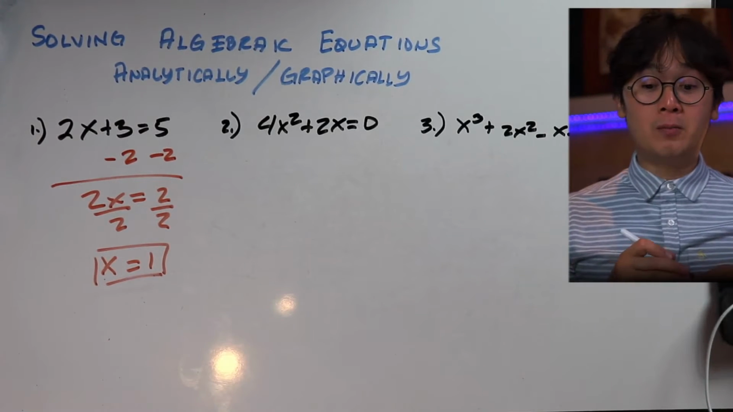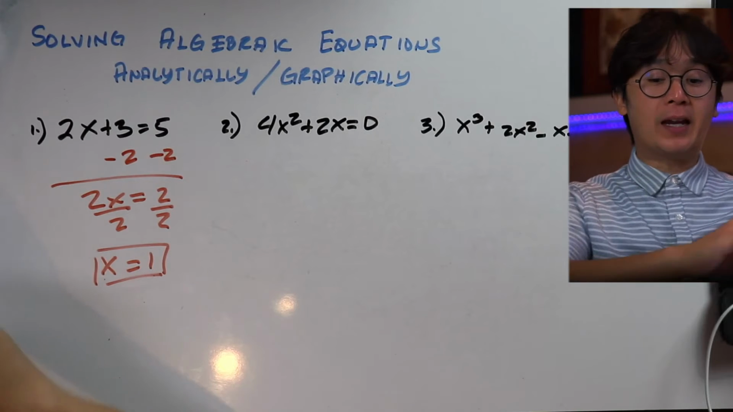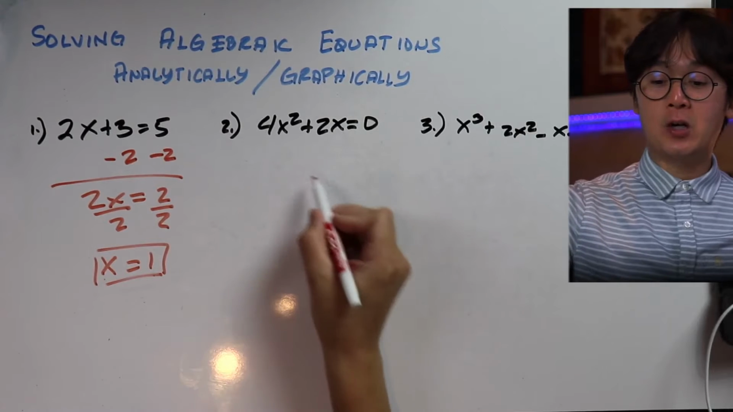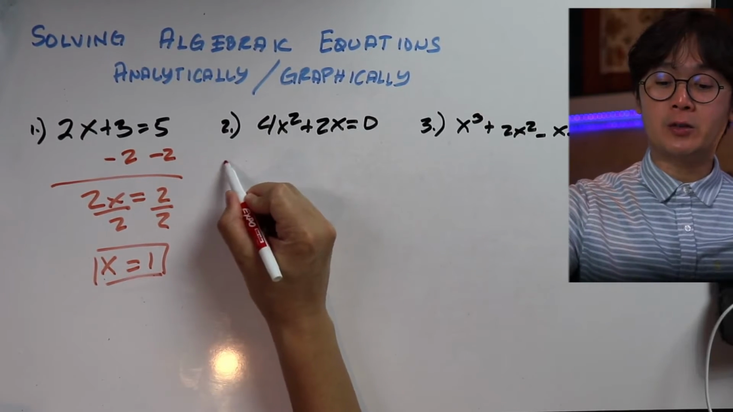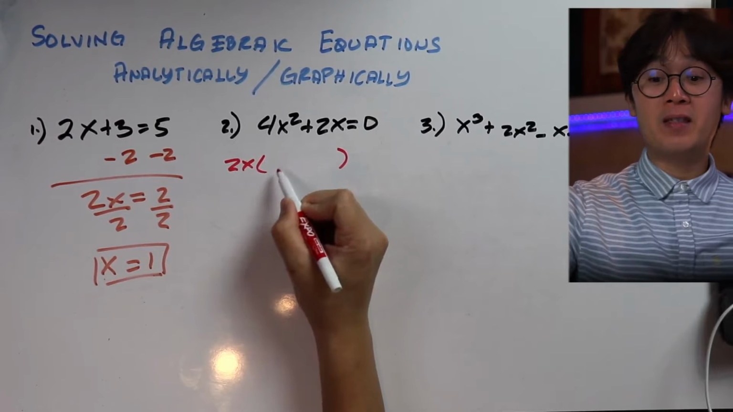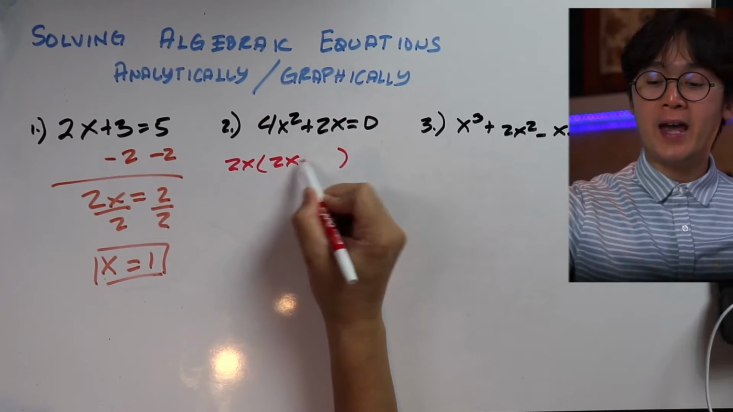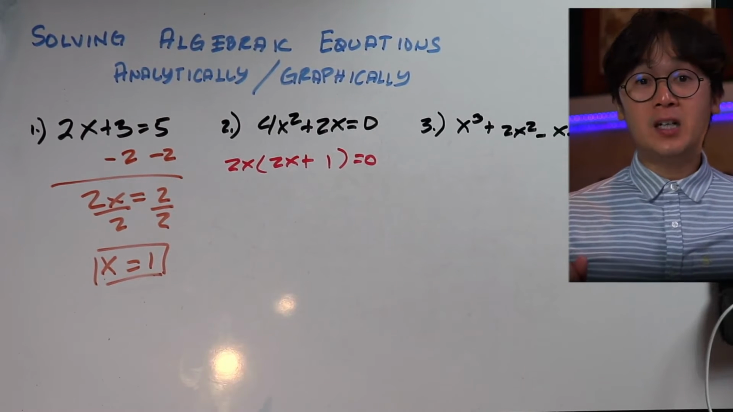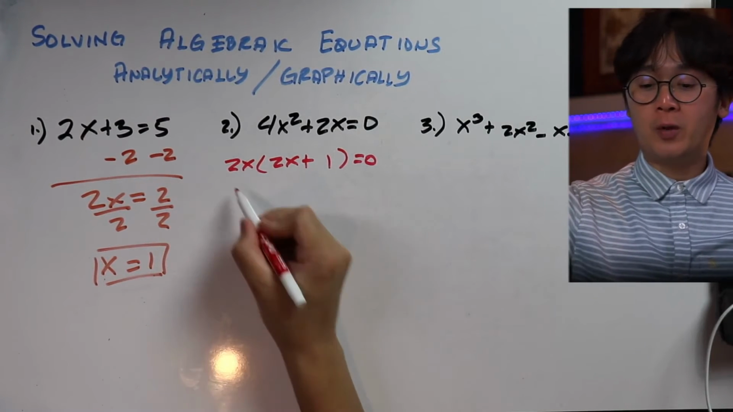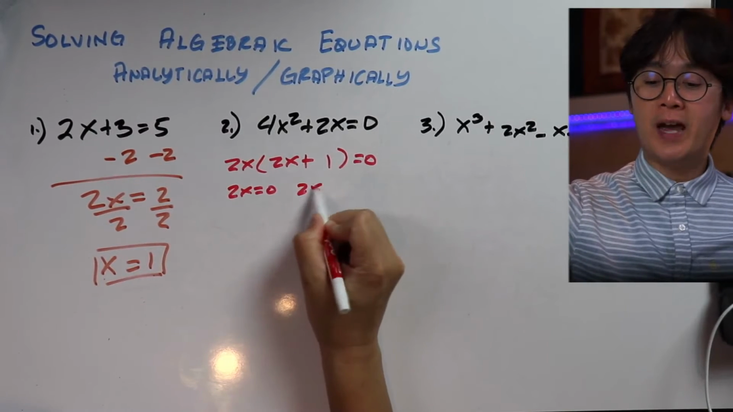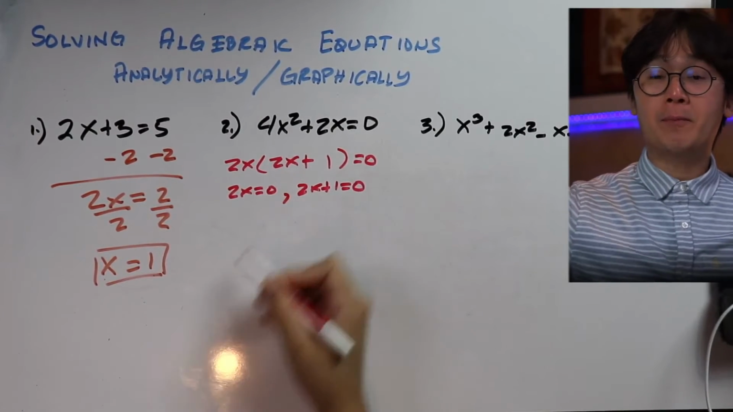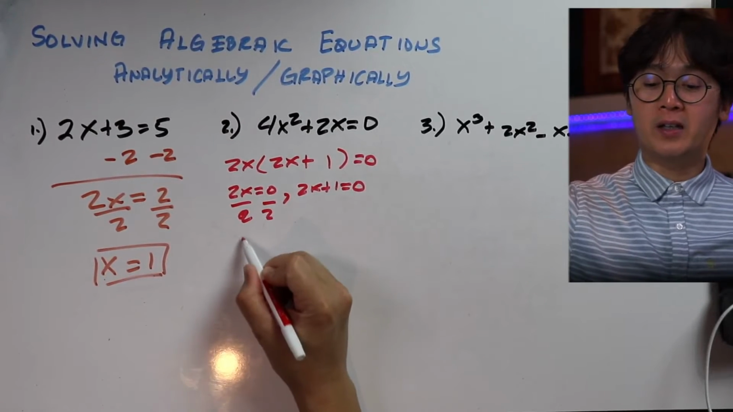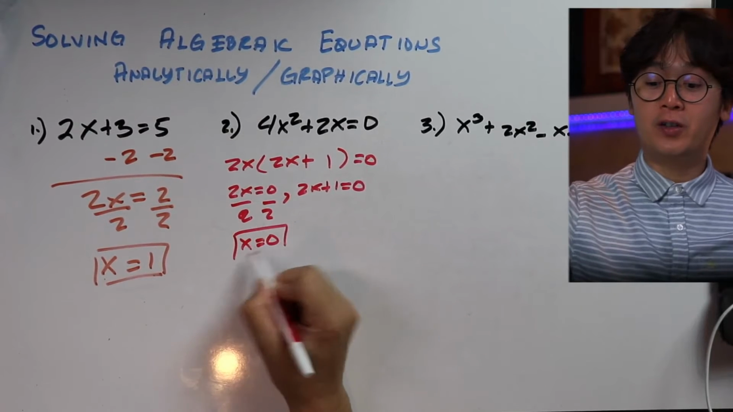And problem number 2, it's a quadratic equation, and to find its solution we need factoring by GCF. So our GCF here is going to be 2x, and inside the parentheses we'll be left with 2x plus 1 is equal to 0, and now we have the zero product property to use. So we'll have 2x is equal to 0 and 2x plus 1 is equal to 0. And by solving the first equation, we know that x is equal to 0. So that's our first solution.